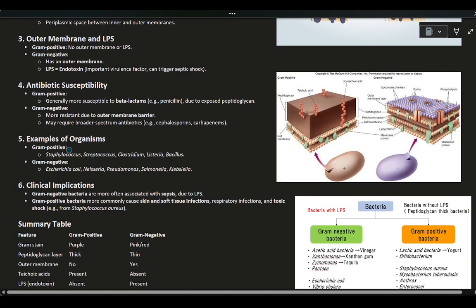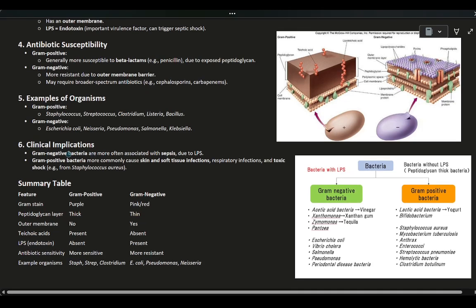Finally, we can talk about some examples of gram-positive and gram-negative organisms. Gram-positive bacteria include Staphylococcus, Streptococcus, Clostridium, Listeria, and Bacillus. And then gram-negative bacteria can include Escherichia coli, Neisseria, Pseudomonas, Salmonella, and Klebsiella.